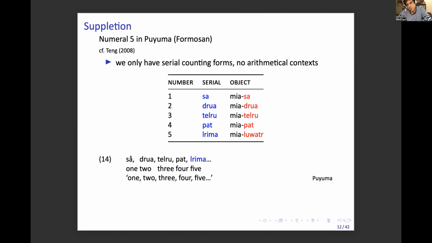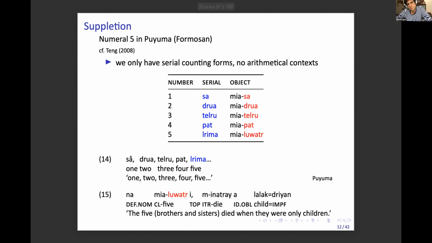And there, for example, for the numeral 5, you use the root as given there in the blue, beginning with the erotic labial L, liquid L. And then for object counting numerals, you always have to add a classifier in Puyuma. The MIA is a classifier for animate. There is also a classifier for inanimate. But the interesting thing is that the shape of the root is different. So there does seem to be some kind of a suppletion going on.